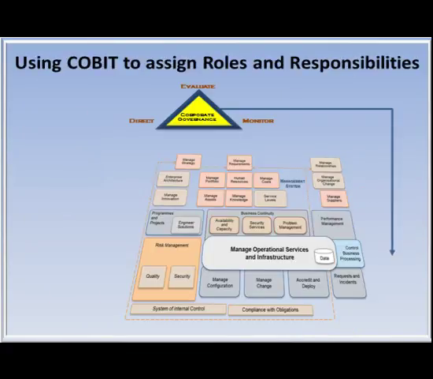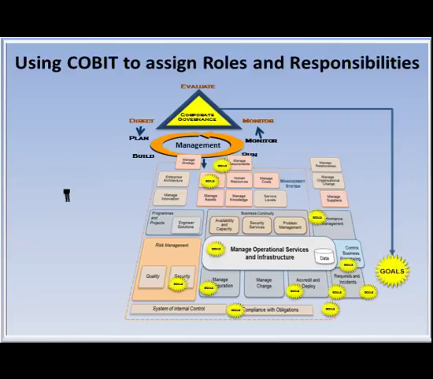To assign roles and responsibilities, usually we'd focus on enterprise goals and identify which processes are required to achieve the IT goals and the enterprise goals. Once we've identified the processes, the process goals, and the activities within the process to achieve these goals, we're able to determine the roles and responsibilities of the people deployed within our governance and management system.